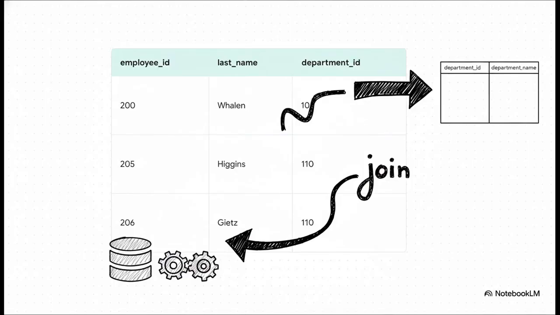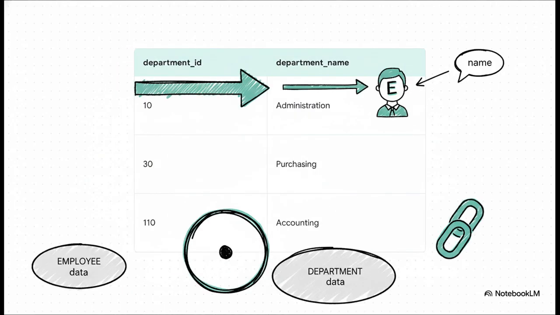Okay, enough theory. Let's make this real. Here we have a simple table of employees. Notice each one has a department ID. That little number is the magic key, the piece of string that's going to connect this table to our next one. And here is that next table, our list of departments. We've got the department ID and the actual department name. So our mission is simple. Connect an employee's last name to their department's actual name.